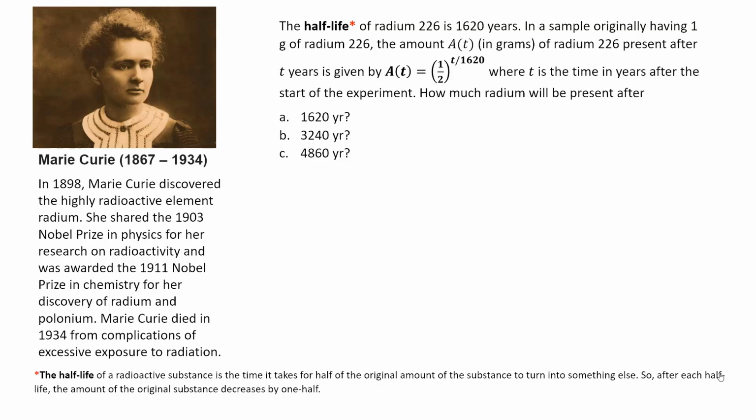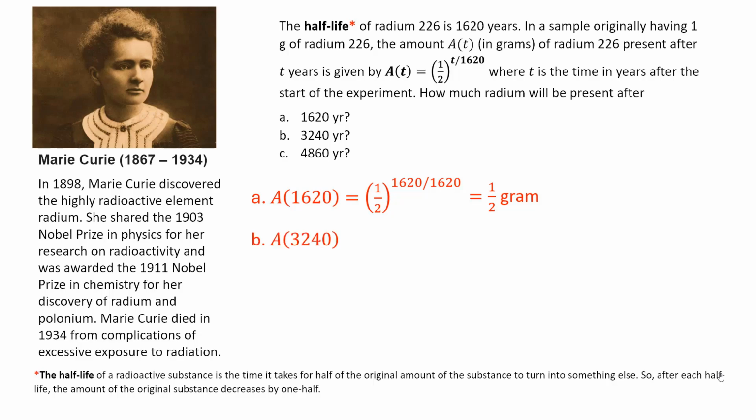T is the time in years after the start of the experiment. How much radium will be present after 1,620 years? Well, we already know the answer to that because that's the half-life, so half of it. They started out with 1 gram, so there'll be 0.5 gram left, but I'll show you how that's done. A of 1620 is equal to 1/2 raised to the 1,620 over 1,620. That is just 1/2 to the 1, which is 1/2. So 0.5 gram will be left after that many years.